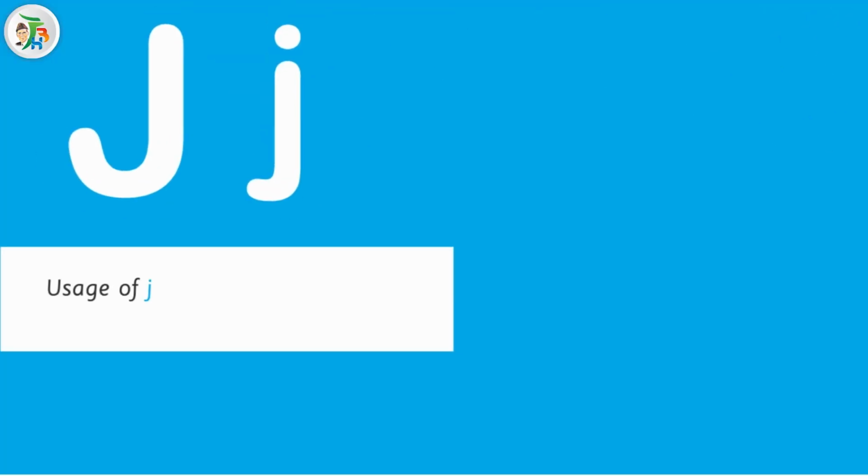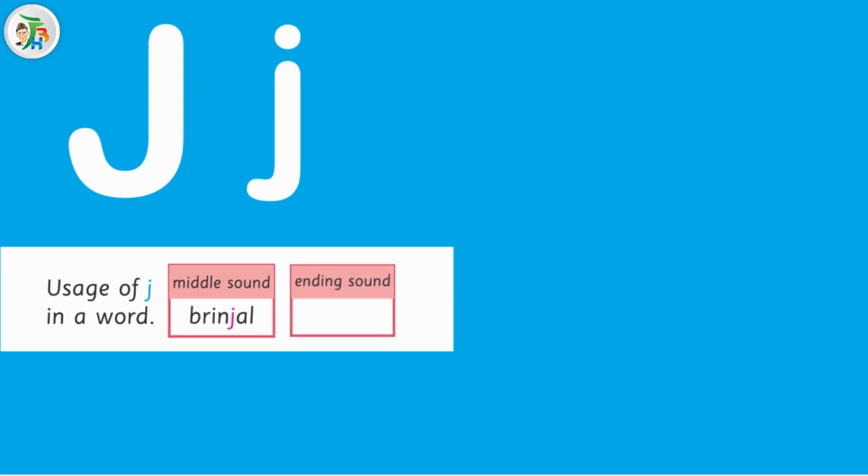The letter J. Usage of J in a word. The letter J can be in the middle of a word, like brinjal. The letter J can be at the end of a word, like Taj.